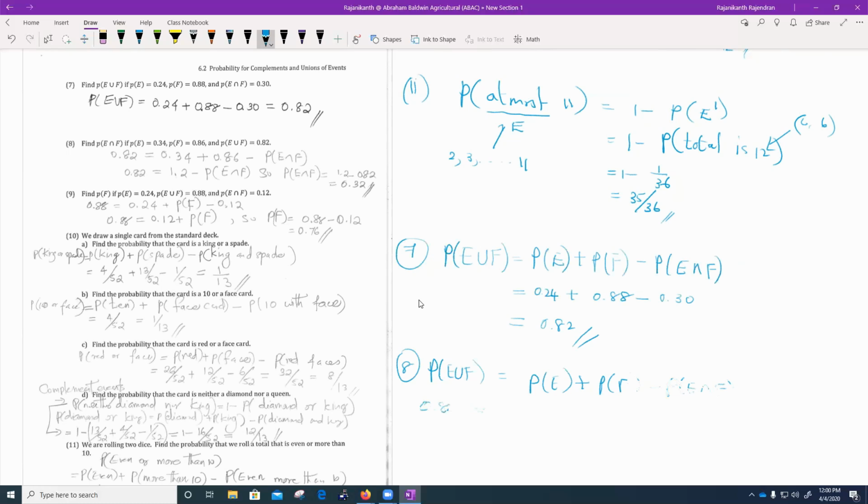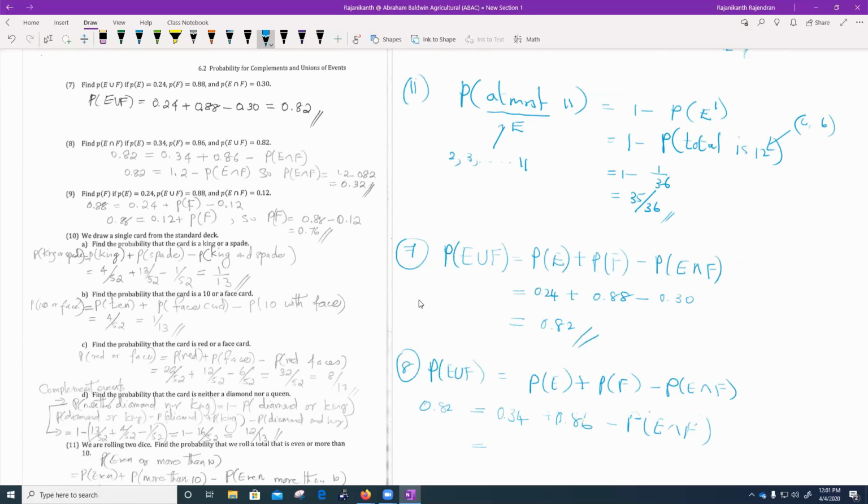and you know the probability of E is 0.34. And do you know the probability of F? Yes, it is 0.86. This is the one I don't know, so I'm writing it as it is. This is my problem. So now simplify this and find out. Simplify these decimal numbers and find out the E intersection F.